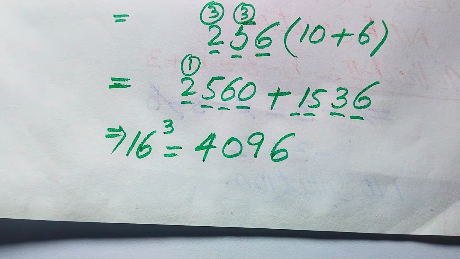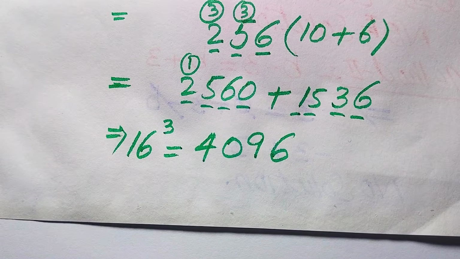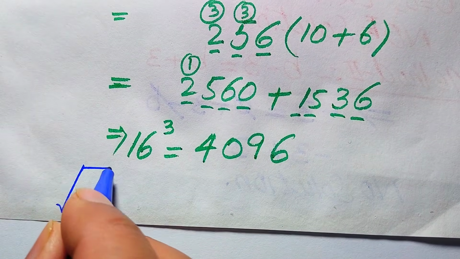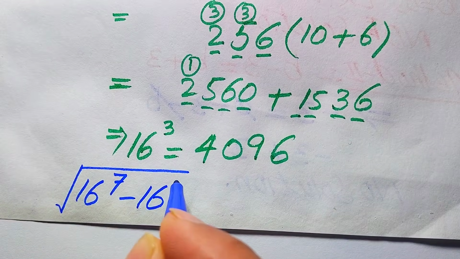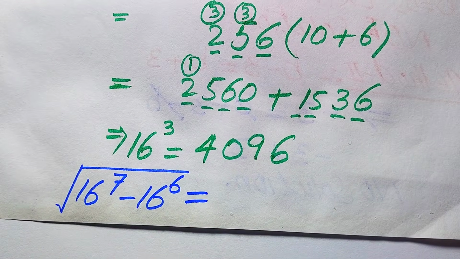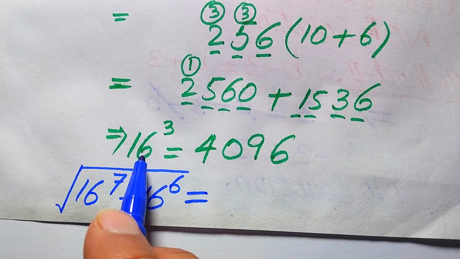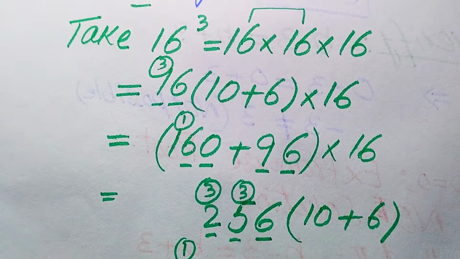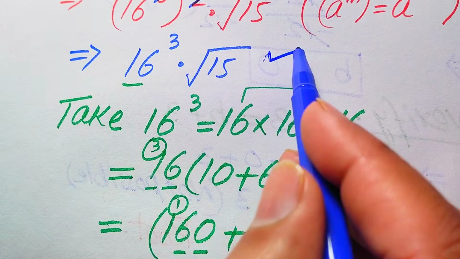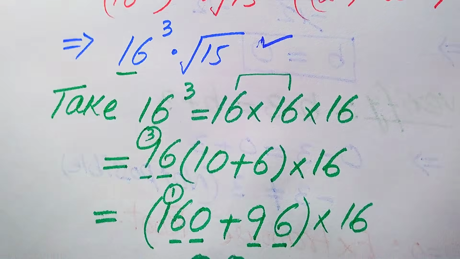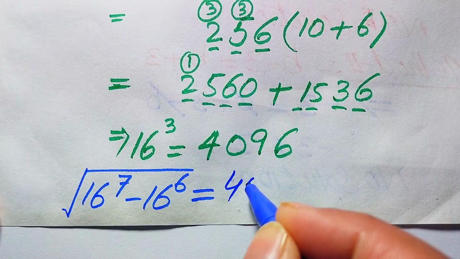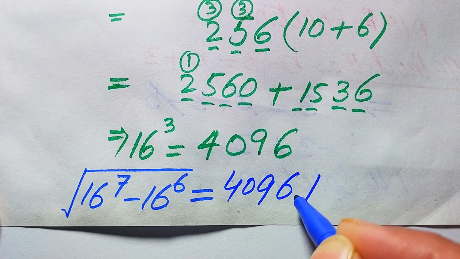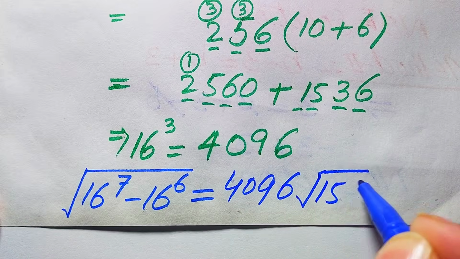In the final step, we write our simplified form of the given question statement: 16 to the power of 7 minus 16 to the power of 6 is equal to, and here we substitute the value of 16 cubed in this term. When you put this value here, we get our final answer. The value of 16 cubed is 4096, so the answer is 4096 times the square root of 15.